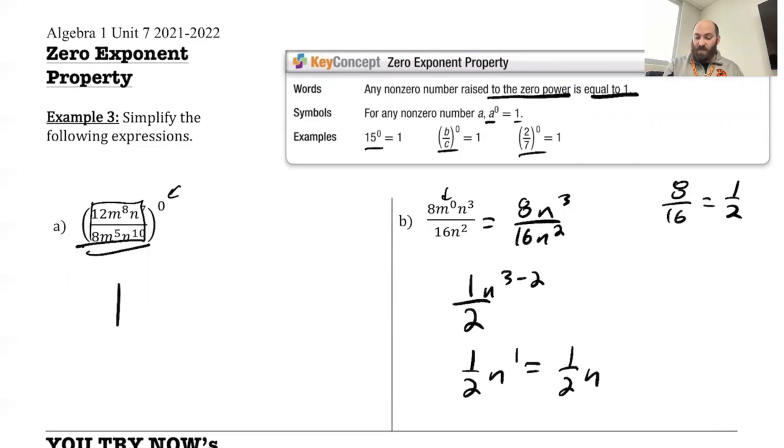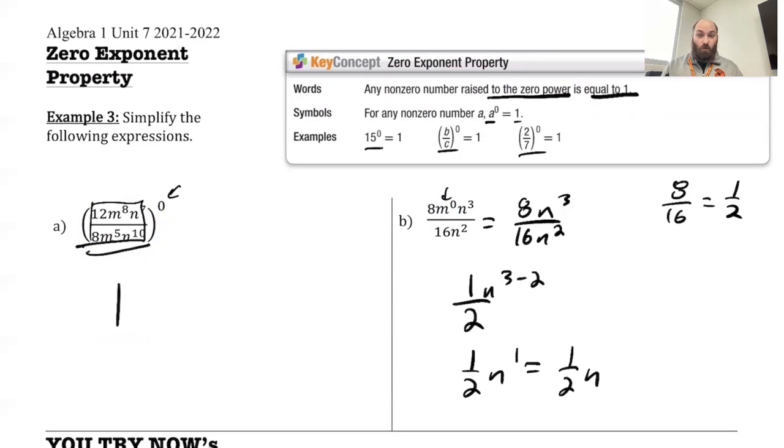Just anything to the 0 power. Just make sure that if it's inside parentheses, that whole thing is to the 0 power. So that's why it all went to 1. In this scenario, only m is raised to the 0 power. So that's the only thing that turns into a 1. Okay, I didn't write that part down, but it's just gone at that point.